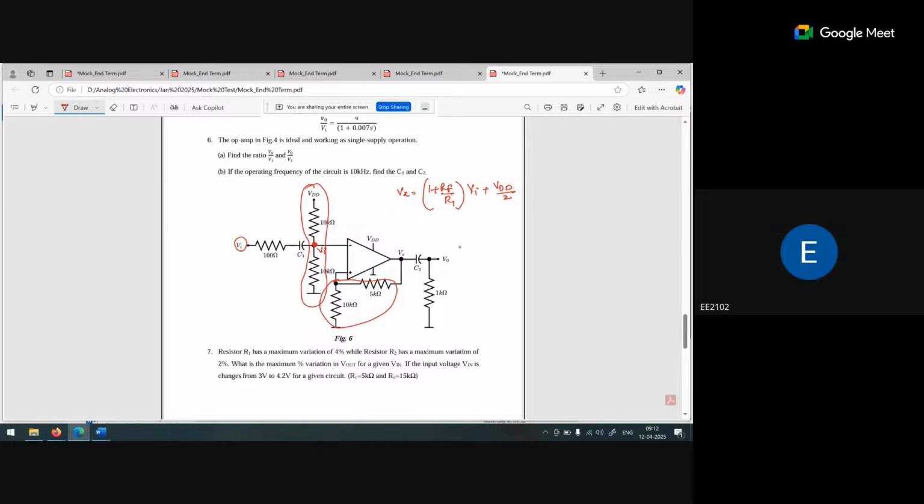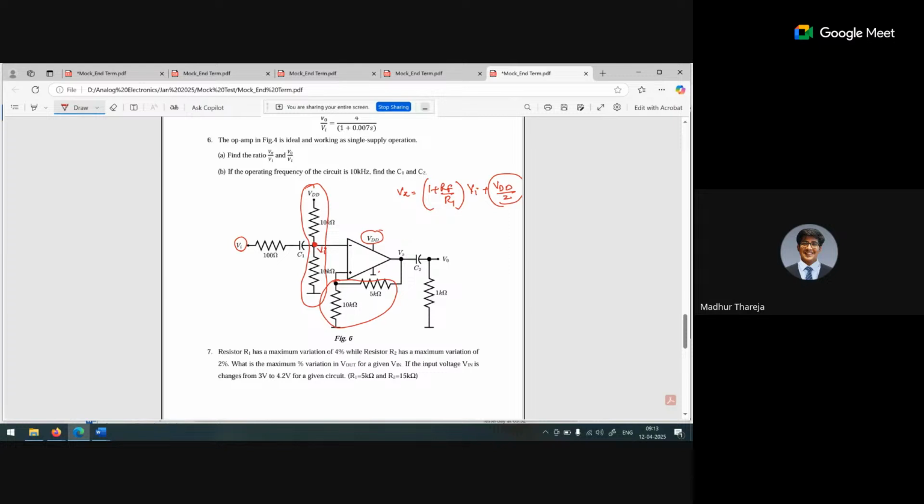Why? Because if we add VDD by 2 at this point and VDD by 2 at this point, we have to add VDD by 2 at the output also. So my output will be balanced. Clear? Any doubt till now? No, sir. Okay. Sir, I had a doubt. Then in Vi also we will add VDD by 2, right? Wait a minute, I will do that part.